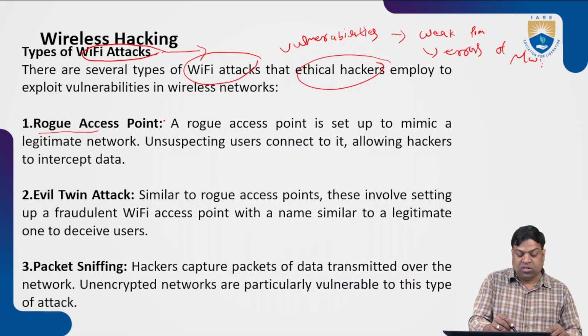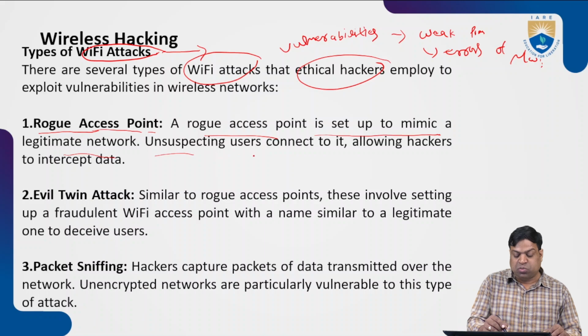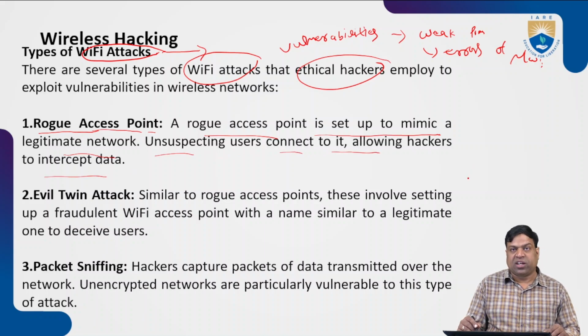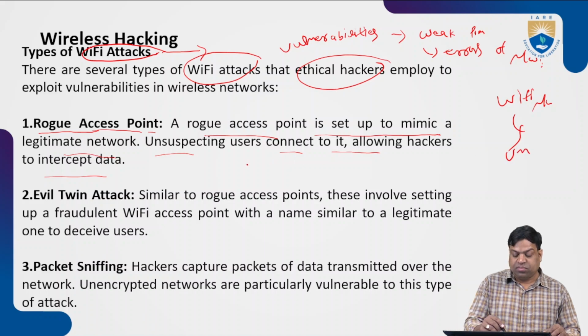First one, rogue access point. A rogue access point is set up to mimic a legitimate network, and unsuspecting users connect to it, allowing hackers to intercept data. So they are entering the network through the Wi-Fi, and unsuspecting users connect to it, allowing hackers to intercept data.